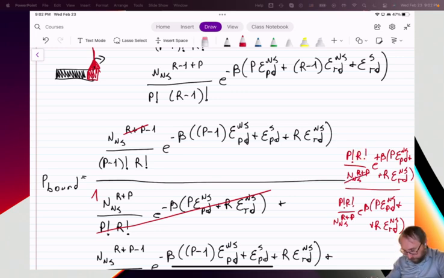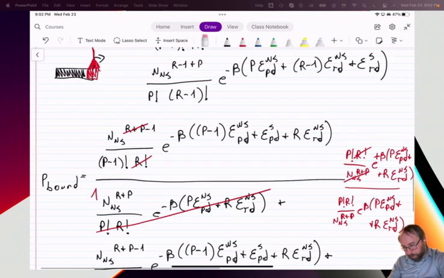Sorry, this cancelled out already. This and this cancel out. Okay. Also remember that p factorial divided by p minus 1 factorial is just p, right? So I'm going to get rid of this and this, and instead I'm going to have p.